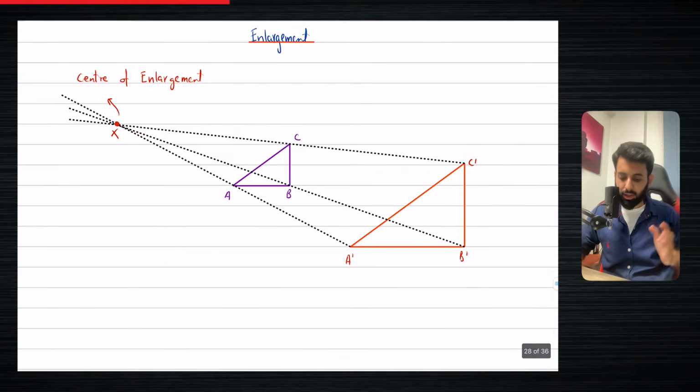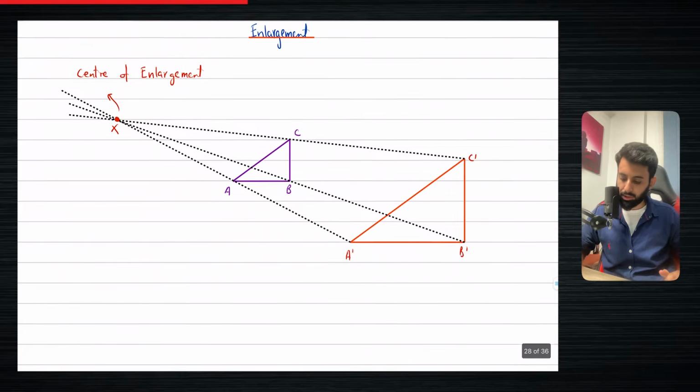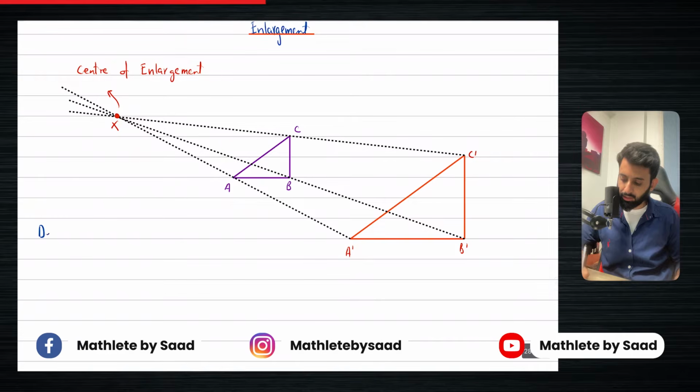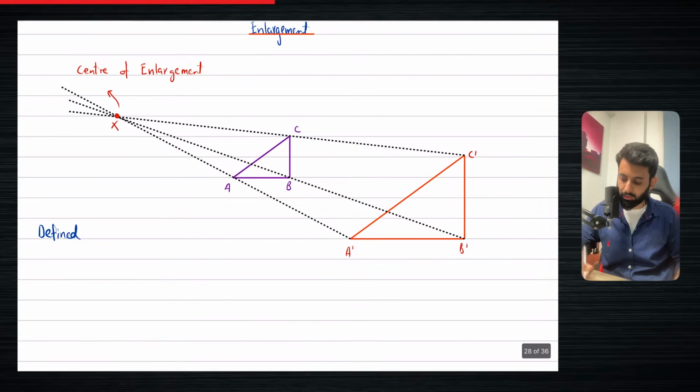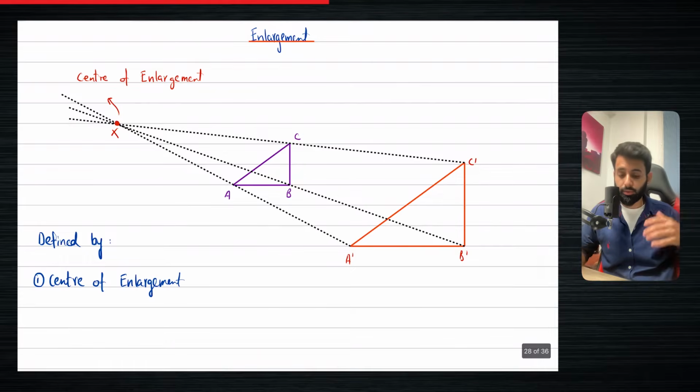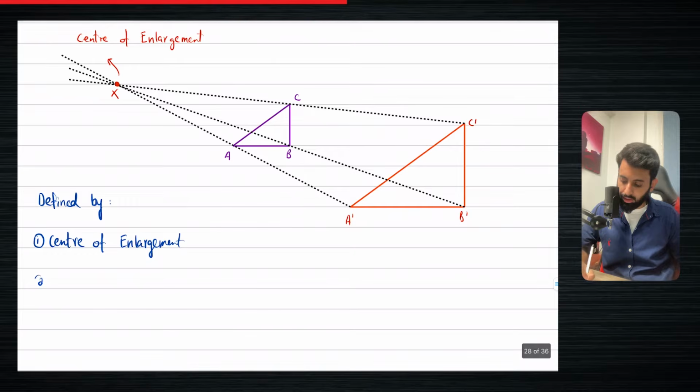But before that, with every transformation, there are a couple of things that you need to know, and this is no exception. The one thing that you need to know is what it's defined by. Now, enlargement is defined by two things. Number one is the center of enlargement. That's the one thing that we need to know before we can actually enlarge any object. And the other is the scale factor.